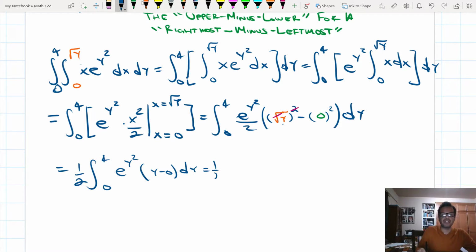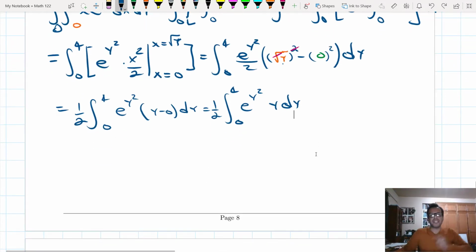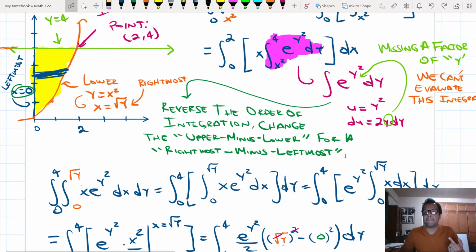So this is 1/2 times the integral from 0 to 4 of e to the y squared. And notice the little space I'm going to leave here. I'm going to leave that space for a reason. All right. So now we can evaluate this integral, right? As opposed to what we did above here, what we tried to evaluate.